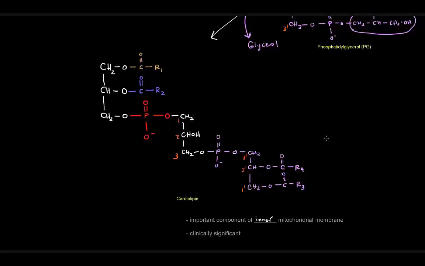So I hope that video was helpful in discussing how glycerophospholipids are made in prokaryotes. Next up is eukaryotes. Thank you for watching.